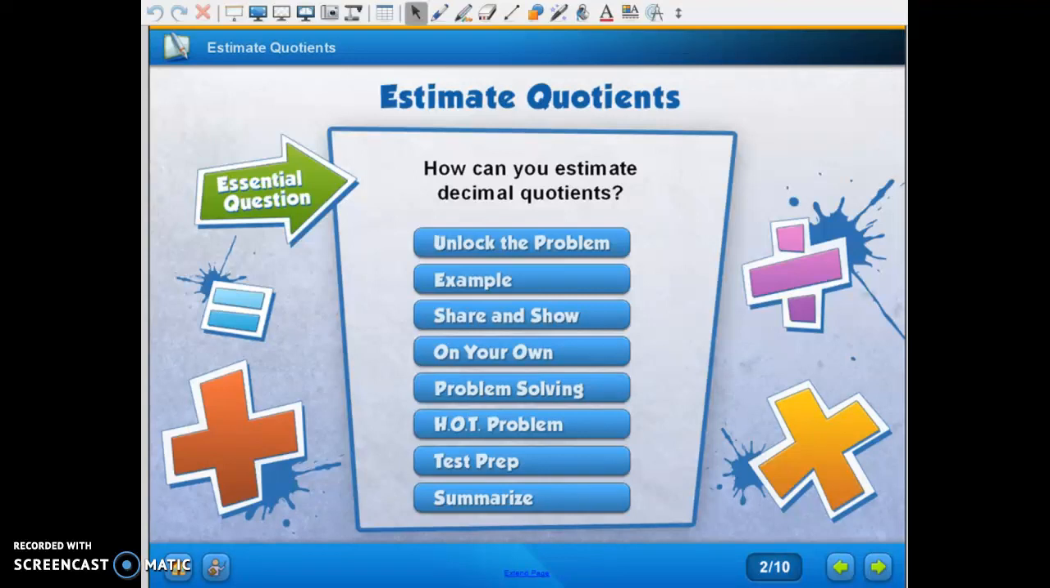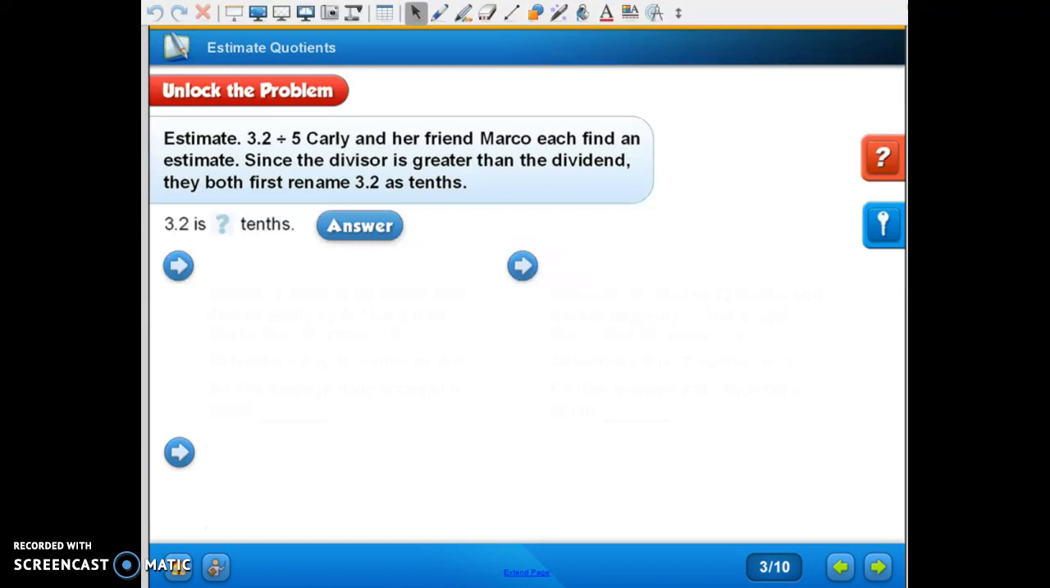Can you estimate decimal quotients? That's our question for the day. So we are going to figure out how to estimate decimal quotients. This will help us to place our decimal point in our answer. And when we talk about quotients, what does that mean? What are we going to be doing? What operation? Division. Okay.